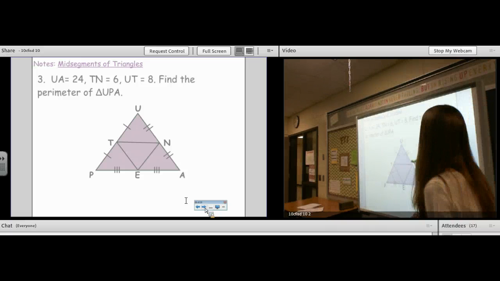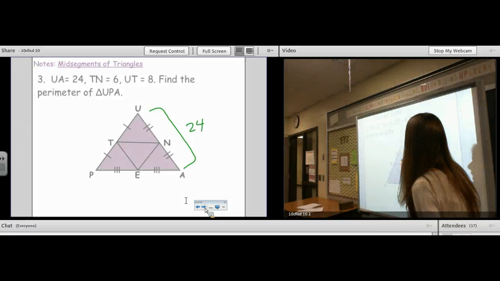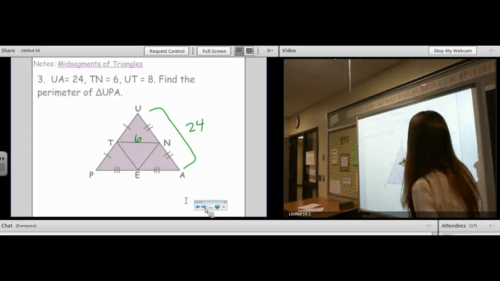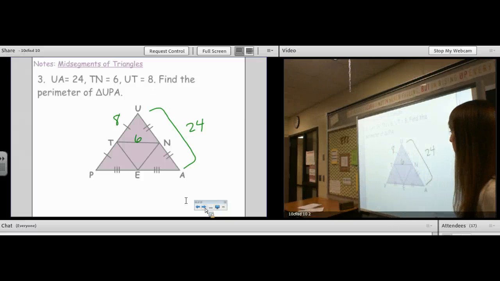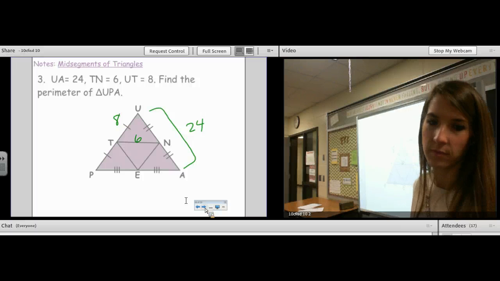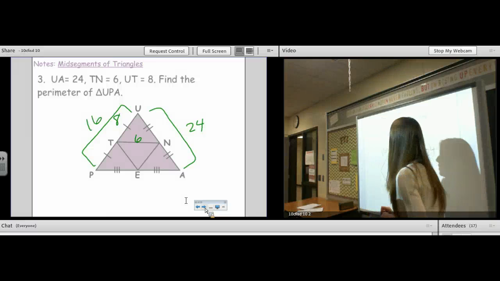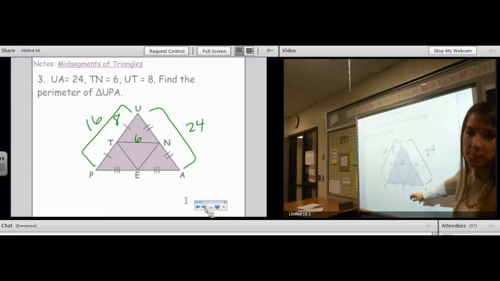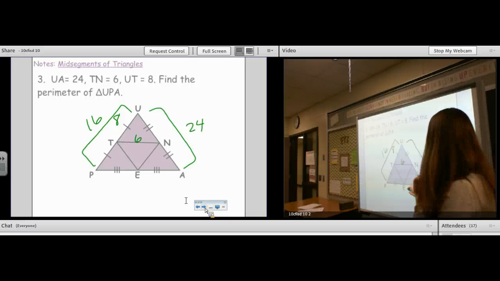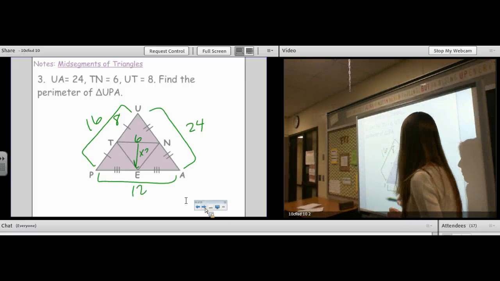So go ahead and label your picture. That's what you would do first, but I know this would take you a long time to draw. So I'll go ahead and start labeling it for you. Find the perimeter of UPA. What's UP? How long is UP? 16. So we've got 2 down, 1 to go. How long is PA? 12. 6 times 2.